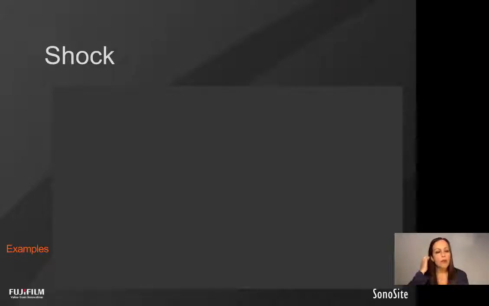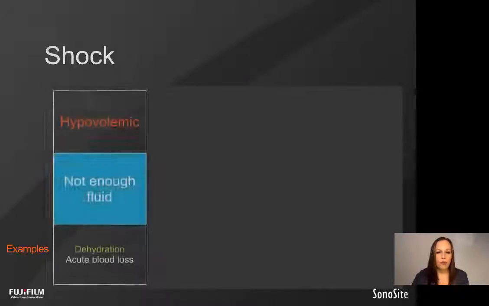I always like reviewing the different types of shock. So to start off with, we have hypovolemic shock. Now, this is the most common in pediatric patients where there's not enough fluid. This can be seen in dehydration, such as vomiting and diarrhea, or an acute blood loss, such as in traumatic situations.